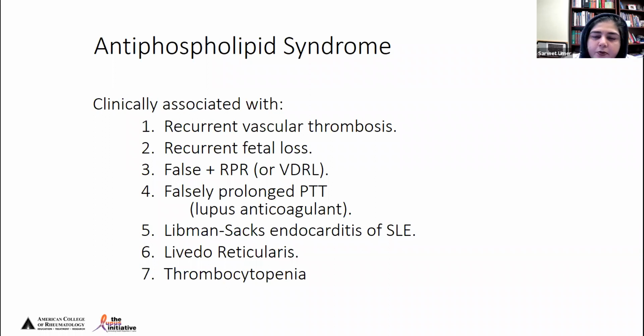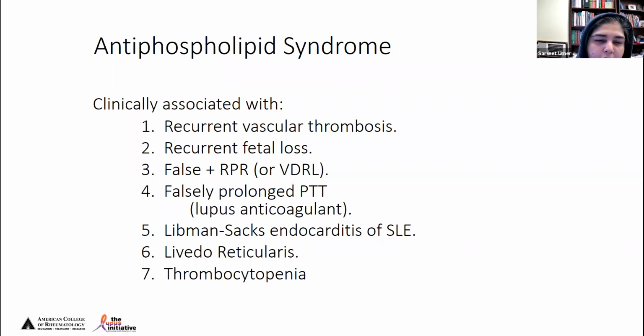Phospholipid antibody syndrome. Patients with lupus can have a secondary phospholipid antibody syndrome. We know that phospholipid antibodies are part of the immunologic criteria for lupus. And in these patients, you will have a history of recurrent vascular thrombosis. So they can have a history of recurrent DVT, PE or pulmonary embolism. They can present with recurrent fetal loss. That happens because the phospholipid antibodies predispose the patient to clotting, and that leads to uteroplacental clotting in the circulation, which leads to fetal loss.